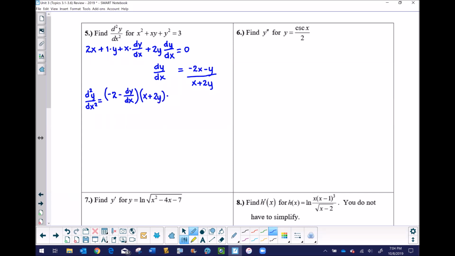And then we subtract the numerator, and we multiply by the derivative of the denominator, which in this case would be 1 plus 2, and then we tack on the dy over dx. All right, and then we're going to put this all over, there, move down a little bit, all over x plus 2y squared.